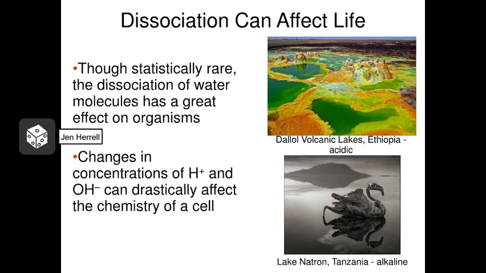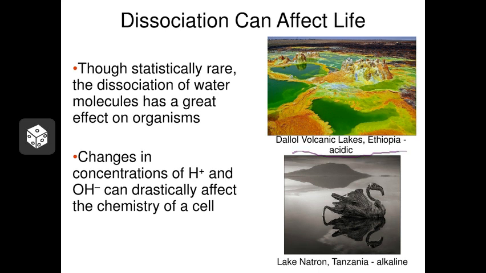The presence of these acids and bases can have a dramatic effect on life. It can affect how your cells function, how your bodies function, and it can affect how ecosystems function. Here we have a couple of dramatic examples. Here we have a volcanic lake. It's located in Ethiopia, and it's extremely acidic. And from the air, you can see that the water is even kind of green looking.